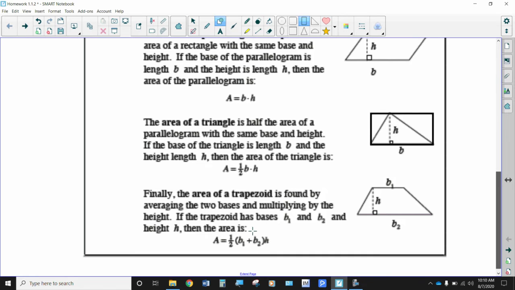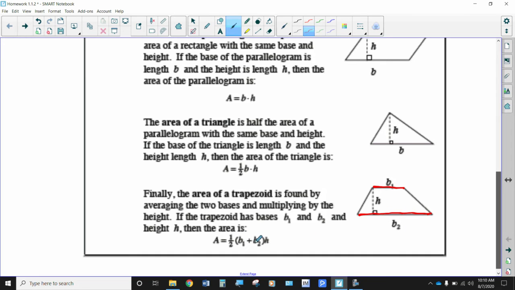And then trapezoids have kind of a unique formula. It's kind of interesting how this works. This one isn't perfect for the diagram of how this works, but essentially what you do, let me just get rid of all this here. Essentially what you do with the trapezoid is you take the average of your two bases, and your two bases are the two sides that are parallel to each other.